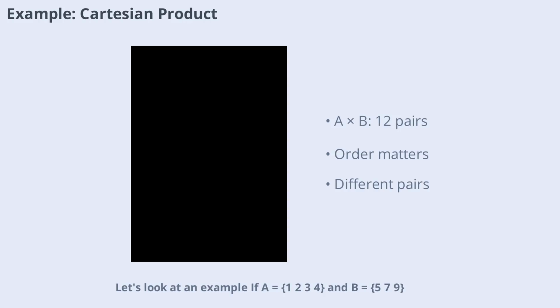Let's look at an example. If A equals {1, 2, 3, 4} and B equals {5, 7, 9}, then A times B is the set of all pairs where the first element is from A and the second from B. The result is 12 pairs, showing how the Cartesian product expands possibilities.